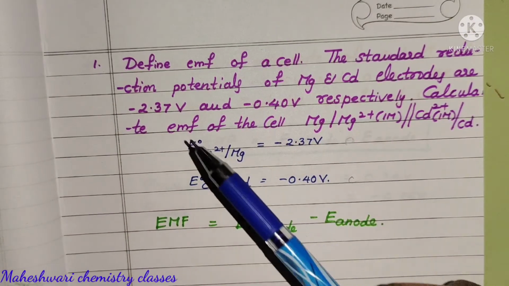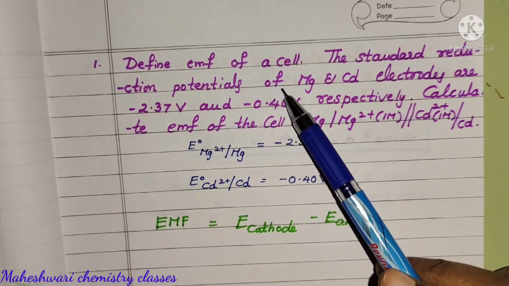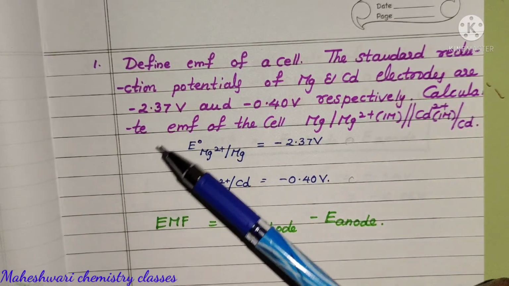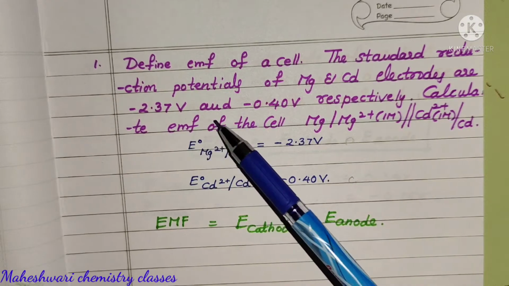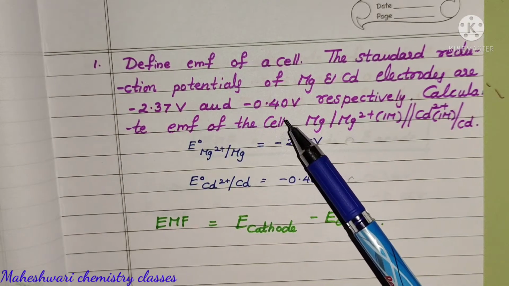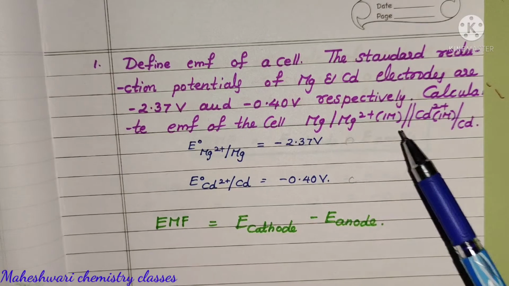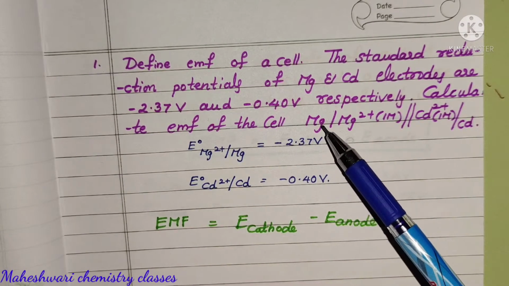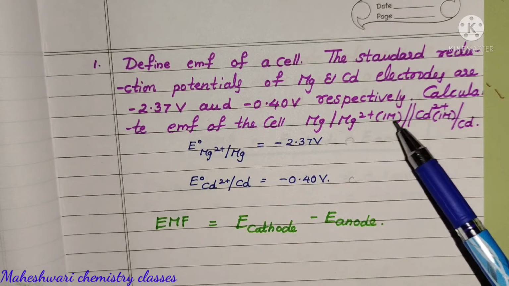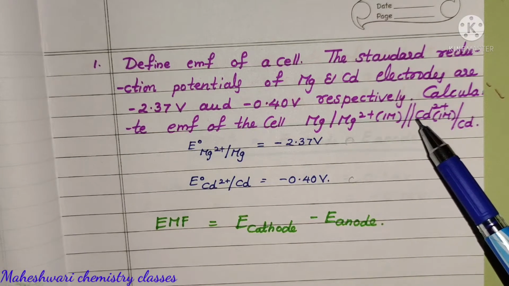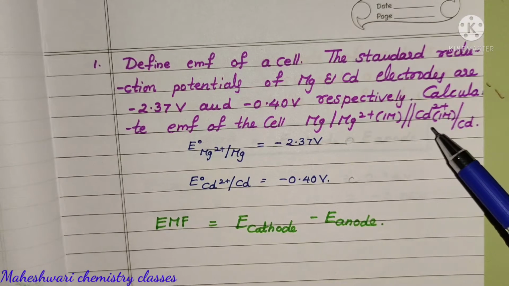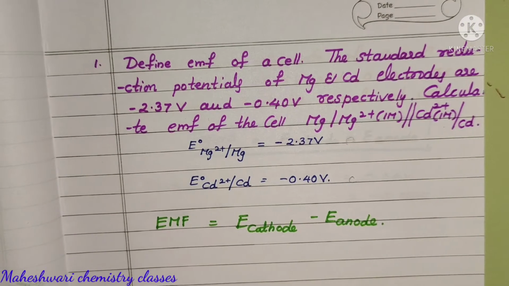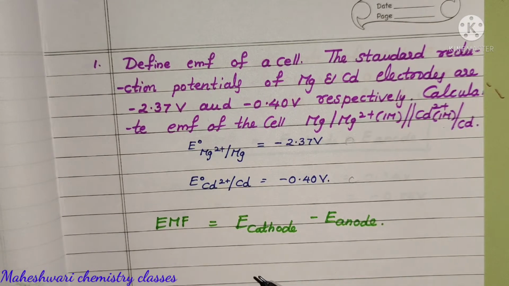Okay, this is problem number 1. Define EMF of a cell. The standard reduction potentials of magnesium and cadmium electrodes are minus 2.37 volts and minus 0.40 volts respectively. Calculate the EMF of the cell. Magnesium is converted to magnesium 2 plus, 1 mole concentration, salt bridge, cadmium 2 plus, 1 mole concentration, by cadmium, right? This is our problem number 1.